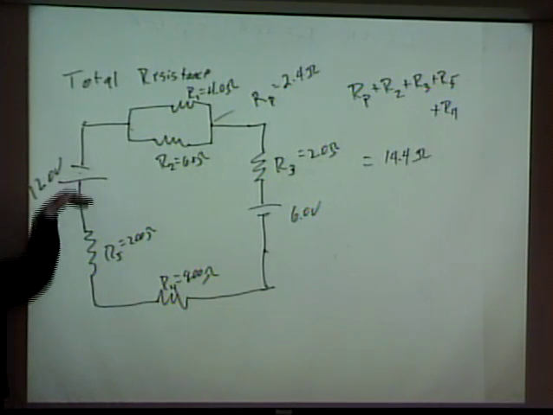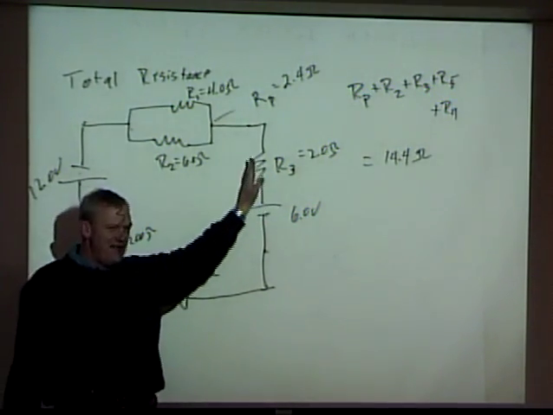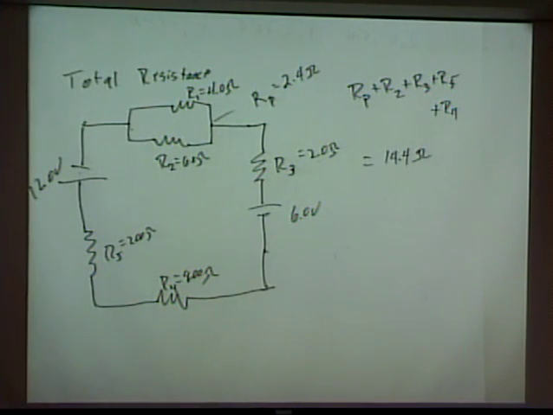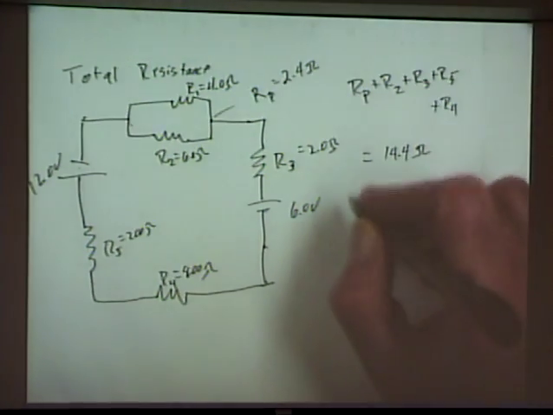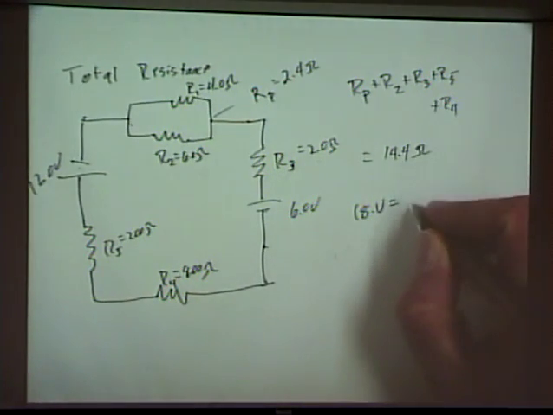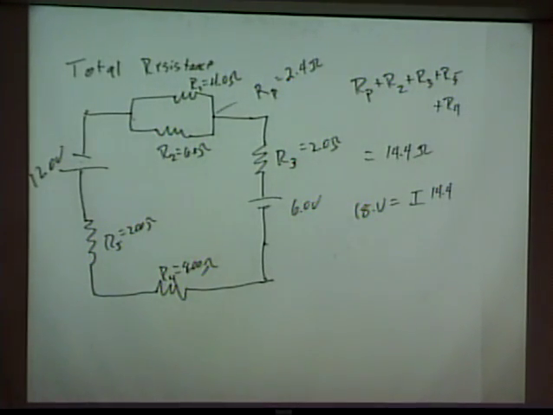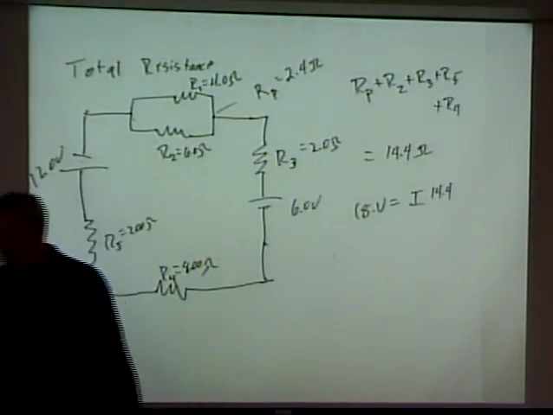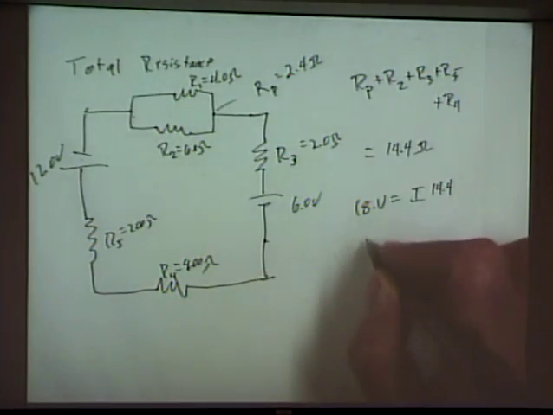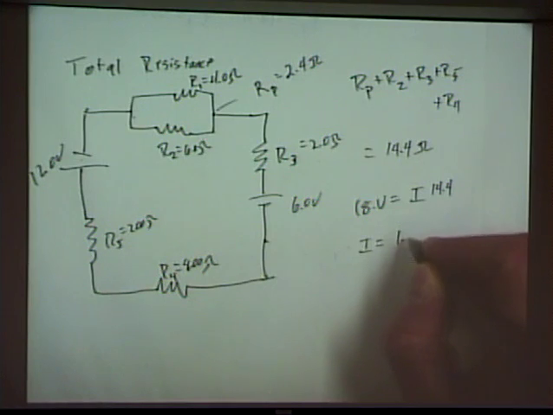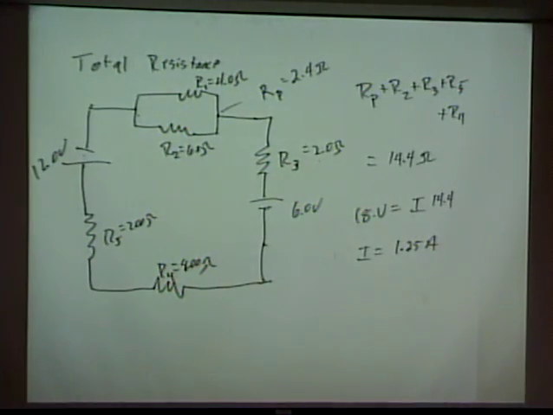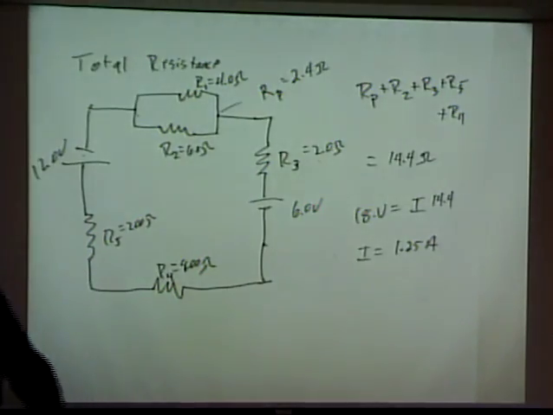Okay? Now, let's take a look at this voltage here. This one's pushing charge this way, that one's pushing charge that way. Are they pushing charge in the same direction? So what's the combined voltage of these two? Yeah, they're in series. So the voltage is 18. So we've got 18 volts. V equals IR equals I times 14.4. And so when I take 18 and divide it by 14.4, I get 1.25 amps. So I equals 1.25 amps. Now, where is that I? That's the I that's going through here.